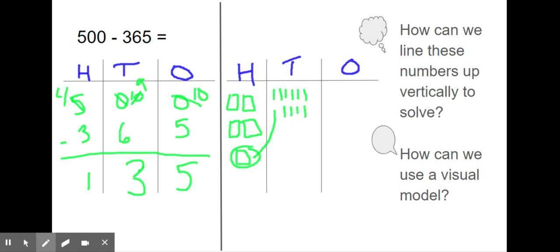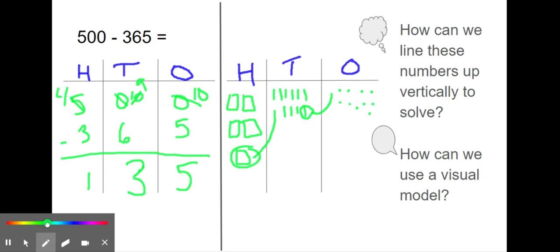And remember, I need to take away 5 ones first. So I have to do that again, right? I have to unbundle a 10 and now give it to my ones. 1, 2, 3, 4, 5, 6, 7, 8, 9, 10.